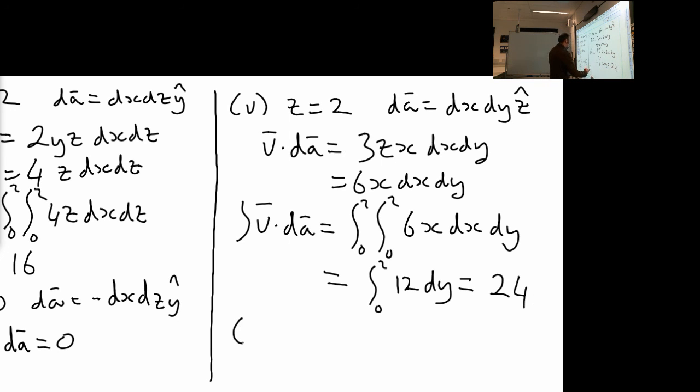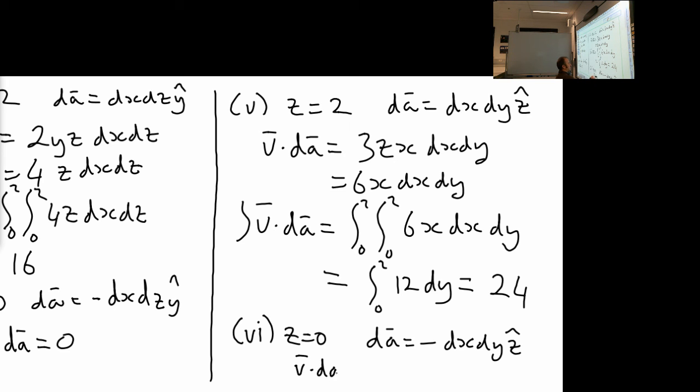On our final side, we see that z is equal to 0, dA is equal to minus dx dy z hat. With z being equal to 0, we see that v dot dA will be equal to 0.